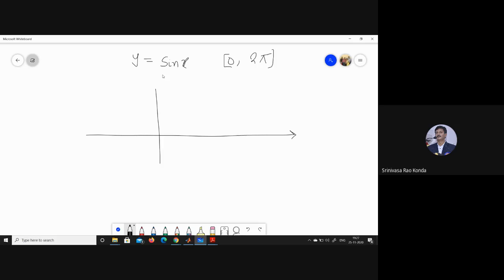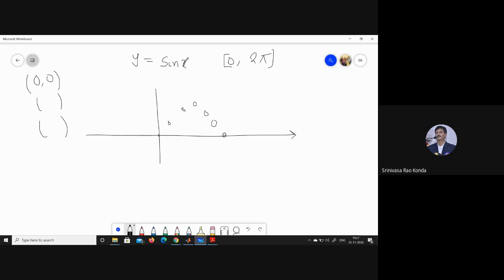X is equal to 0. We calculate y is equal to 0. The first point is (0, 0). We take another point, x is equal to some value, and we'll get ordered pairs like this. We plot the points on graph paper. We plot the point (0, 0), then the next point, and the next point. So it will come like this, and we'll plot this curve.